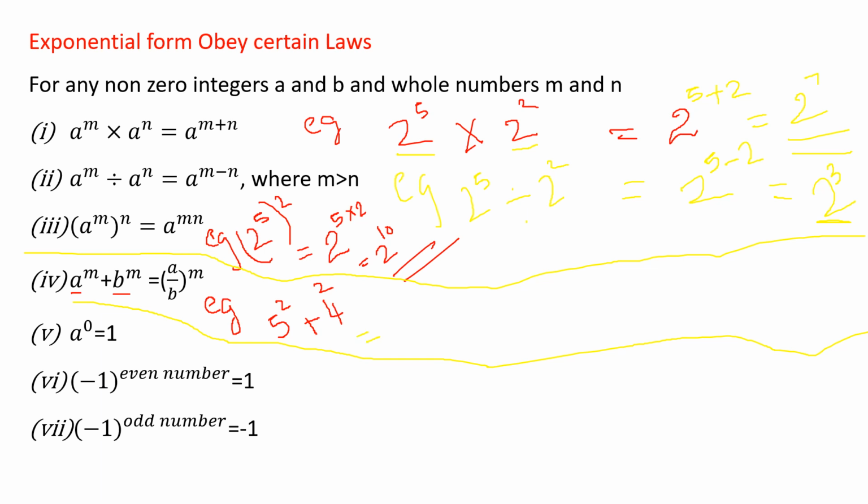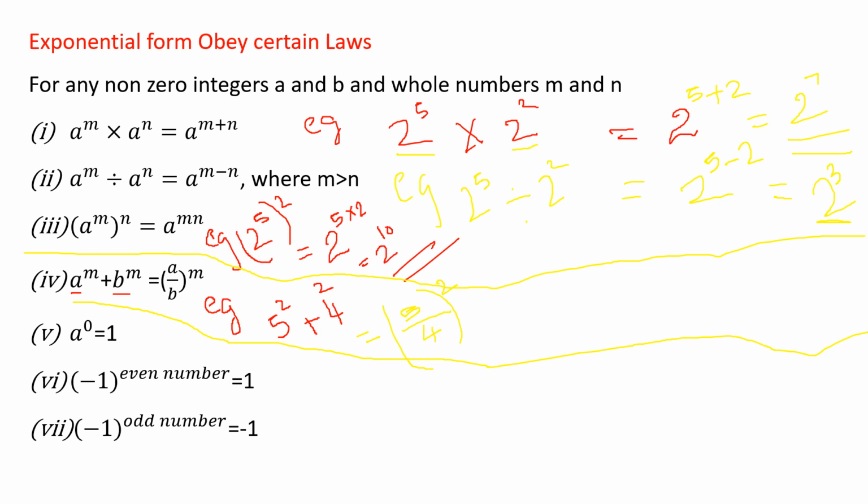I'll write A by B. A by B means 5 divided by 4, the whole power m. Here m is what? 2, right? So 2. Is it clear? If we have two integers, different numbers, and the power is same, then we will apply this formula: A power m plus b power m is equal to A by b the whole power m. Is it clear, children?